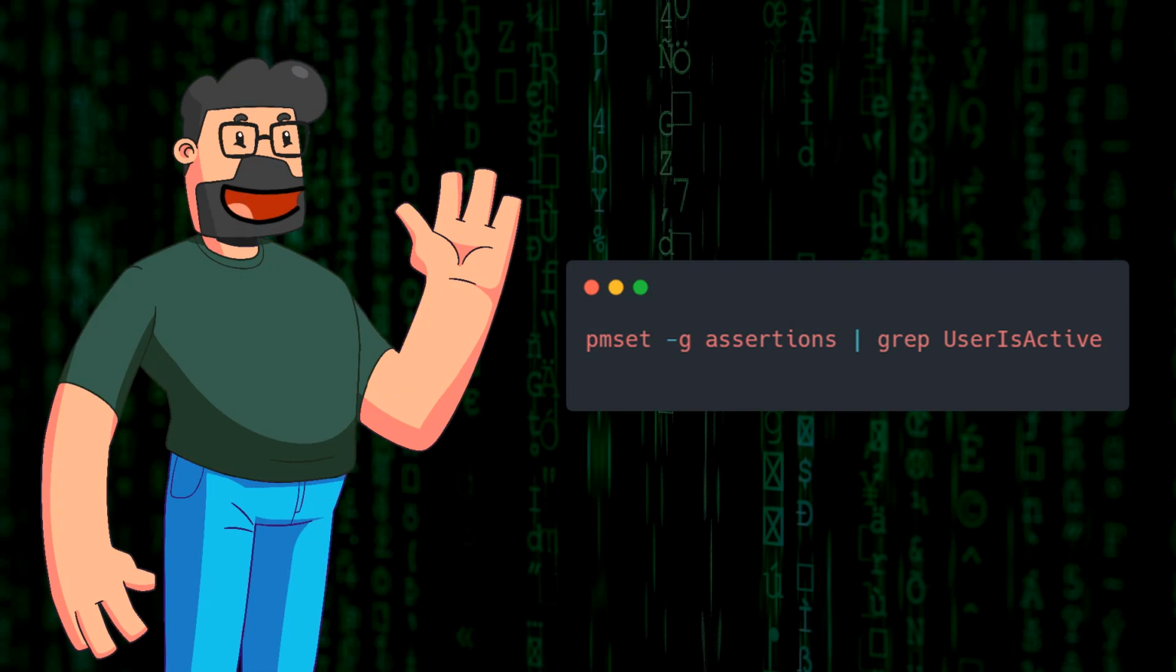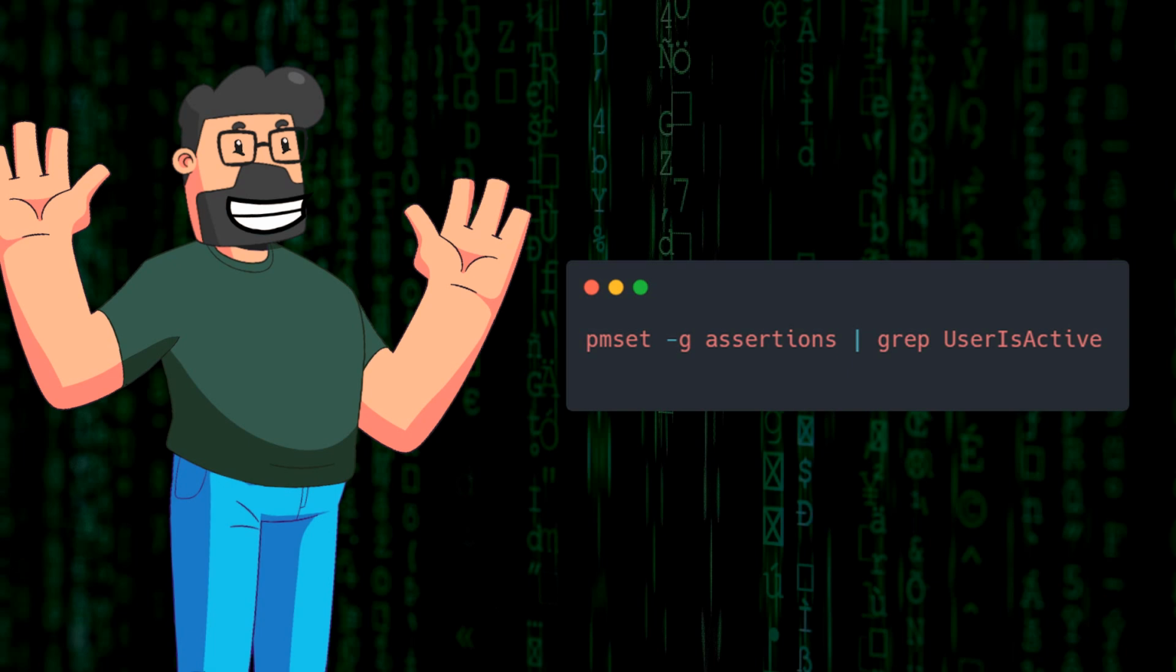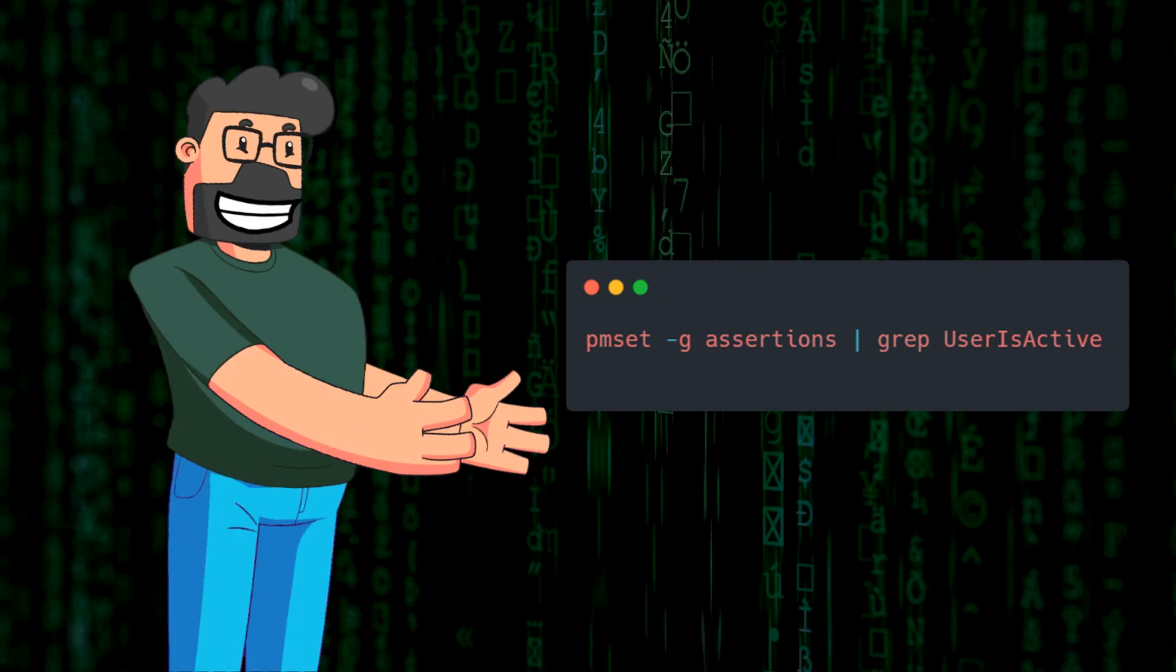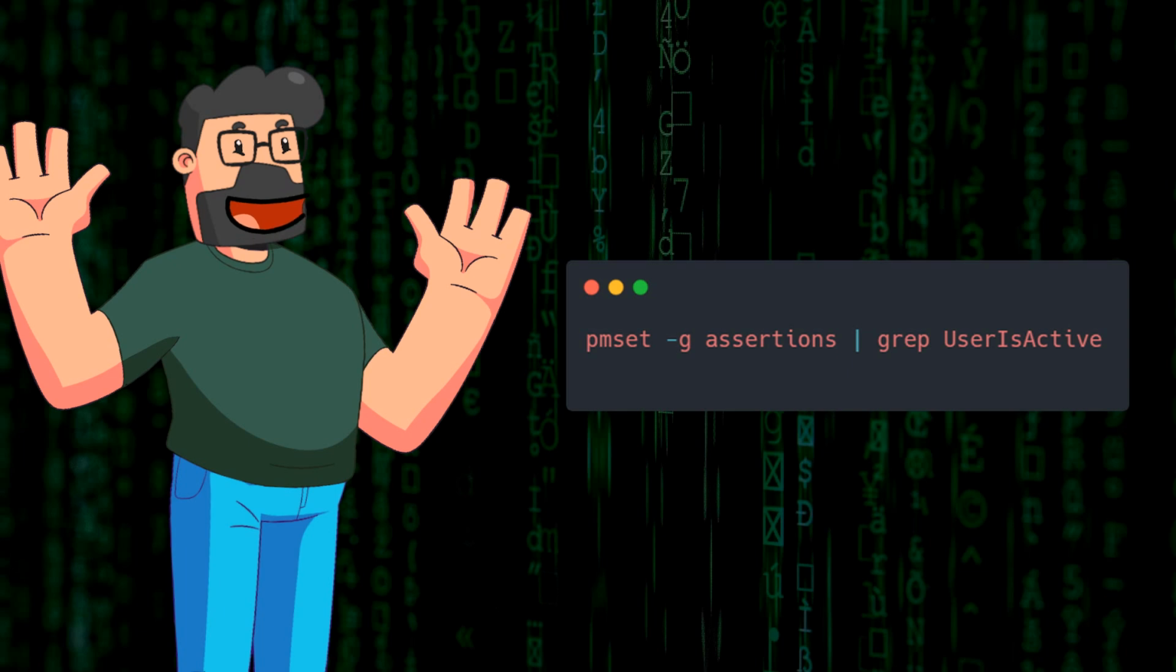The key here lies in using a nifty command in terminal. By running pmset -g assertions | grep "user is active", we can pinpoint the exact item causing the screensaver delay. This command focuses on the "user is active" assertions, giving us valuable insight into what's happening behind the scenes.